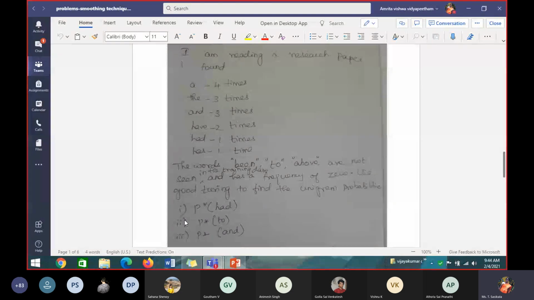Please take this problem. I am reading a research paper, and I found the word A is occurring 4 times in my corpus. The word the is occurring 3 times. A, the, and all, what do they represent, students? The, and, have, had, has, all these are what? They are the unique words in the training data, that is, the words present in the training data.